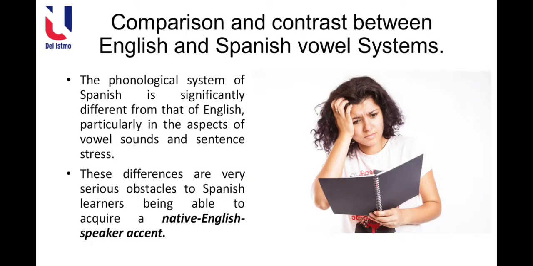The phonological system of Spanish is significantly different from that of English, particularly in the aspects of vowel sounds and sentence stress, because in Spanish we just have 5 vowels, but in English we have 11 vowels, and we need to be able to identify when those vowels are different.